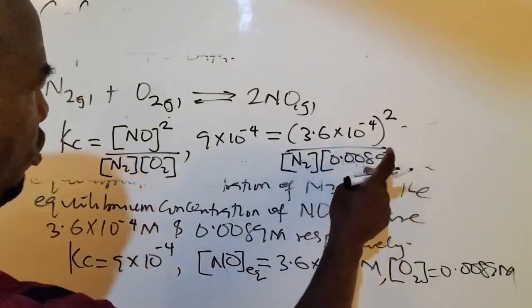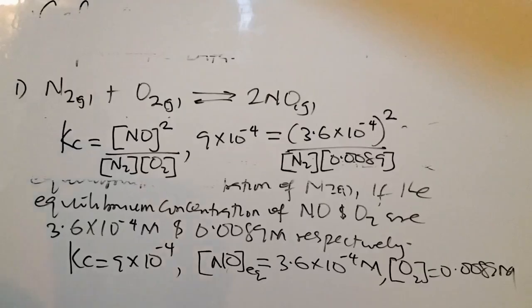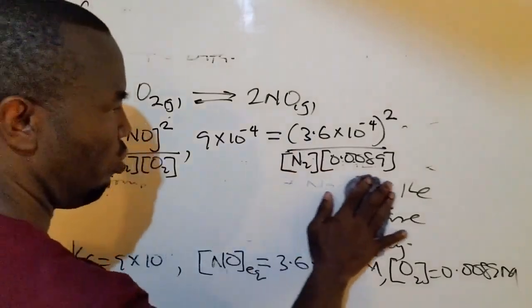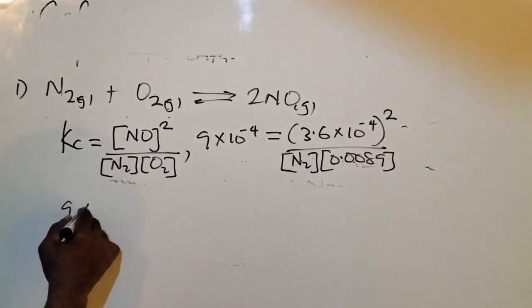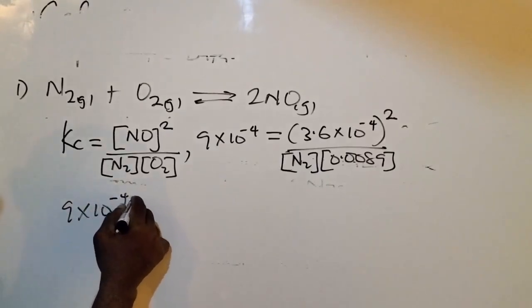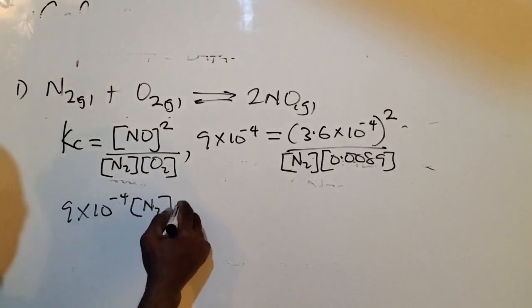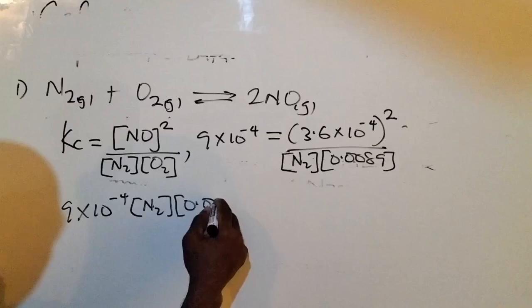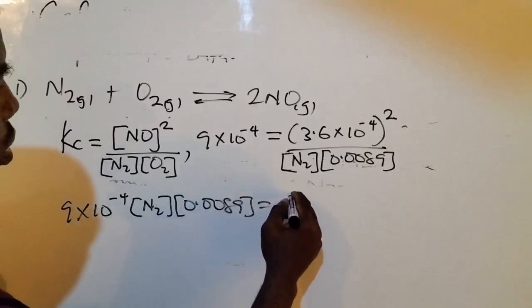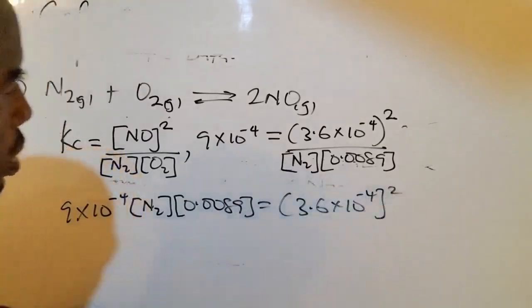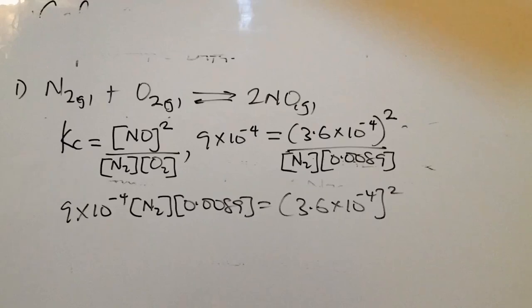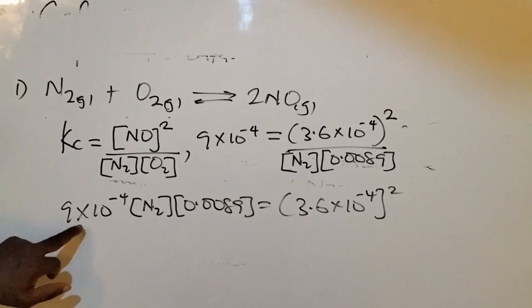So the equilibrium concentration of oxygen and the equilibrium concentration of nitrogen 2 oxide. So we'll now work by cross multiplying. We'll now have 9 times 10 power minus 4 multiplied by the concentration of nitrogen multiplied by 0.0089 equal to 3.6 times 10 power minus 4 squared.